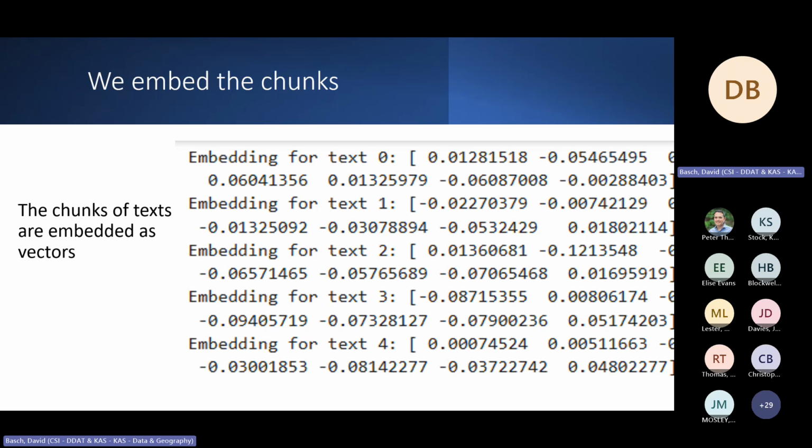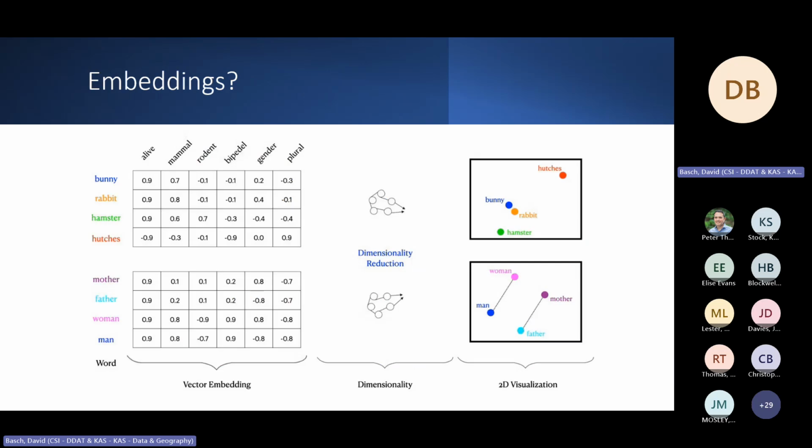And that's where these similarity searches will be performed later on to find the texts that are most similar to our query. And I've got a little diagram here to help explain embeddings a little bit more, in case anyone isn't too familiar. So on the left, you can see some words represented by numerical values across several dimensions. For example, bunny might have higher scores in dimensions like alive or mammal, while hutches has a really different distribution because it's not alive or a mammal. So these scores are an example of the dimensions that we use in embeddings to capture the semantic properties of the words.